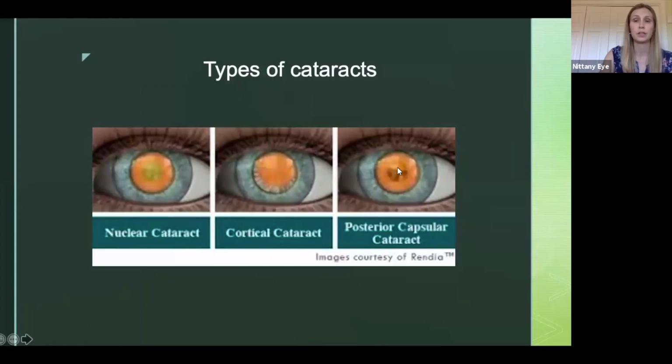This last one over here is a posterior subcapsular cataract. This is definitely the one that interferes with the vision the most. It actually forms on the back part of the lens, and it's usually right in the line of the visual axis.